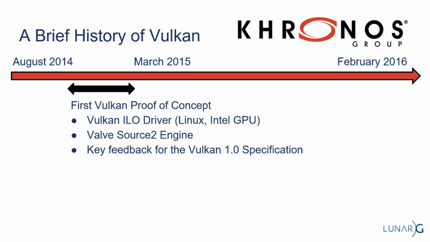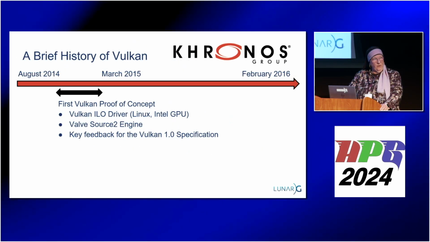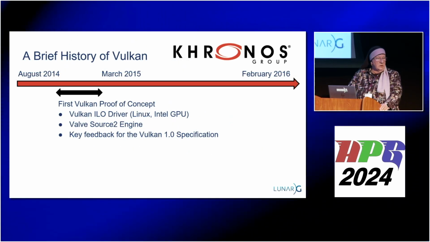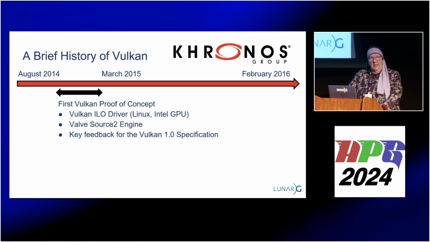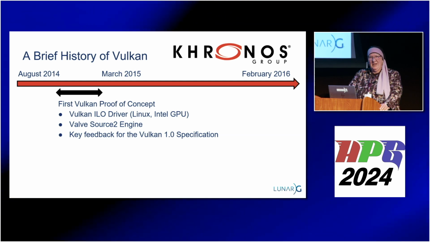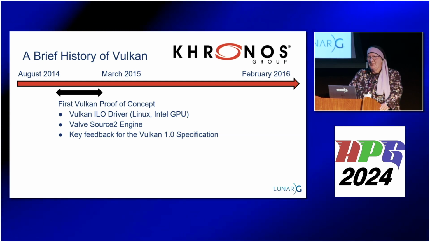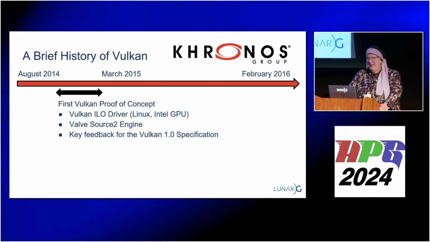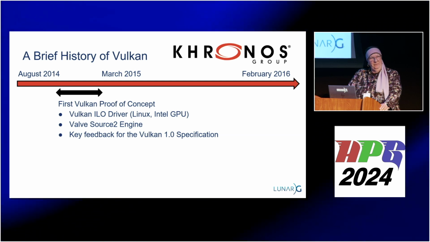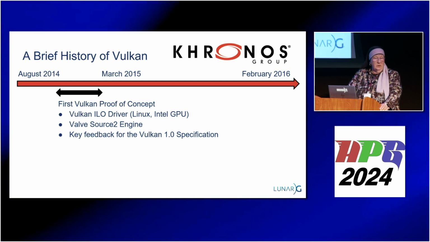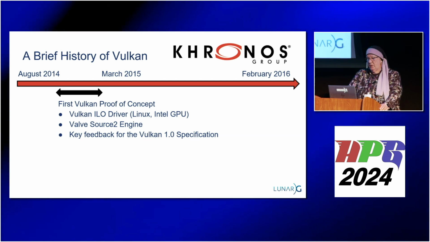So shortly after that announcement, a proof of concept implementation was going on. This was in collaboration between LunarG and Valve. So LunarG wrote the first informal Vulkan driver, Linux, to Intel HD graphics, called the ILO driver. We were trying to figure out last week why it was called the ILO driver. We couldn't remember why. And Valve was porting their engine, their Source 2 engine, to Vulkan as well.